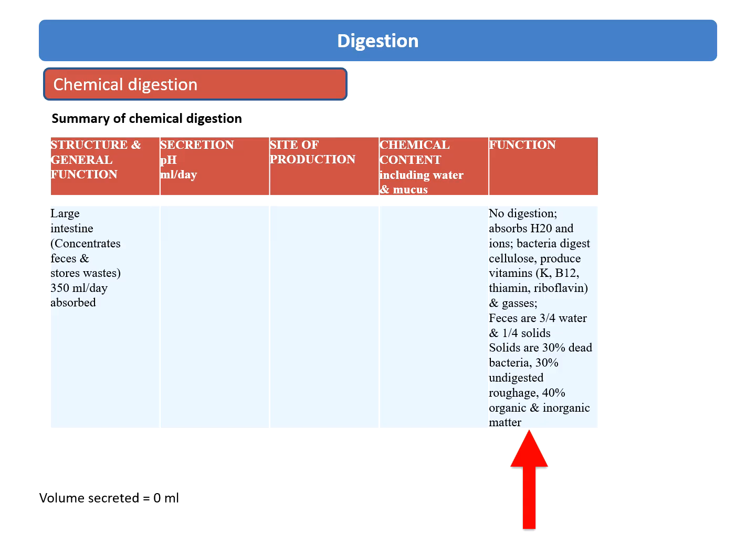Feces are about 3/4 water and 1/4 solid material. Of the solids, about 30% are dead bacteria, 30% are undigested roughage, and 40% organic and inorganic material. There are more bacteria in the large intestine than there are cells in the human body.